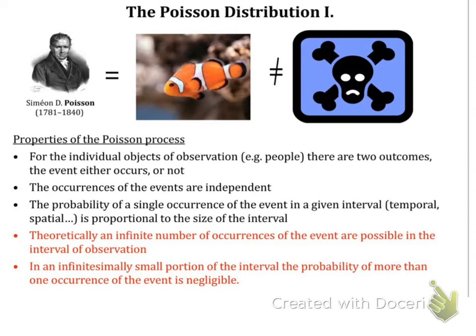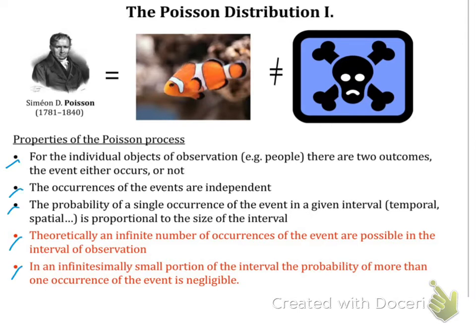So, Poisson was also a scientist, okay, and his assumptions for Poisson's distribution are based on some criteria. Here we'll talk about 5 criteria, okay.